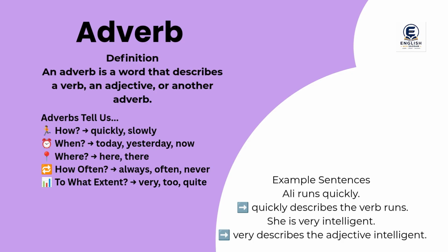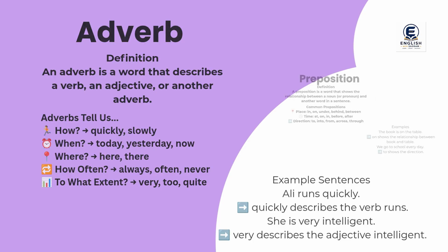For example, in the sentence, Ali runs quickly. The word quickly tells us how Ali runs, so it describes the verb runs. In the sentence, she is very intelligent. The word very describes the adjective intelligent. Adverbs help us make our sentences more clear and more detailed.